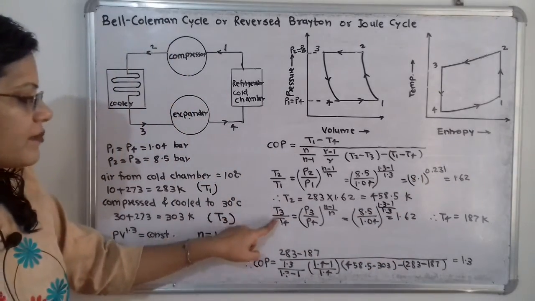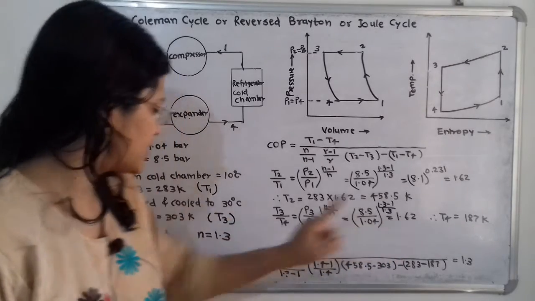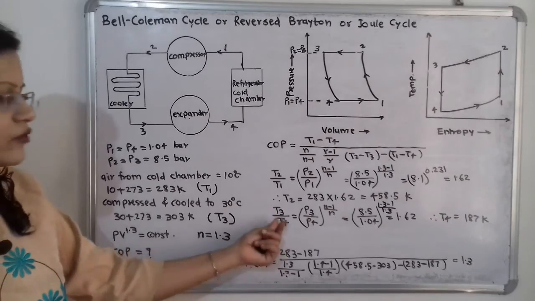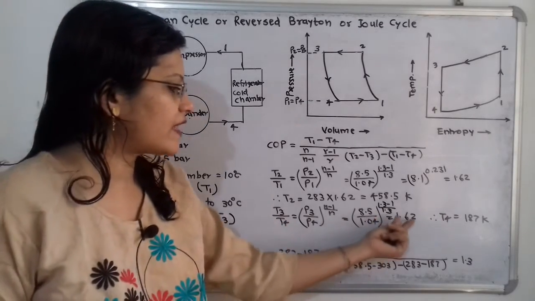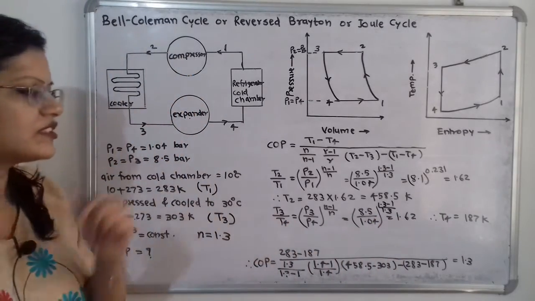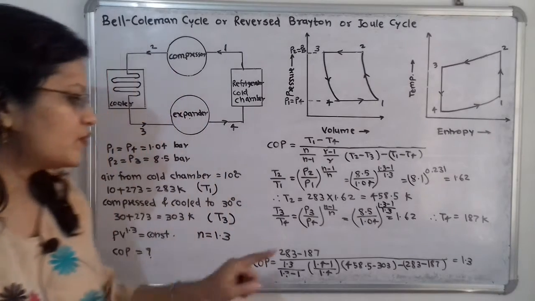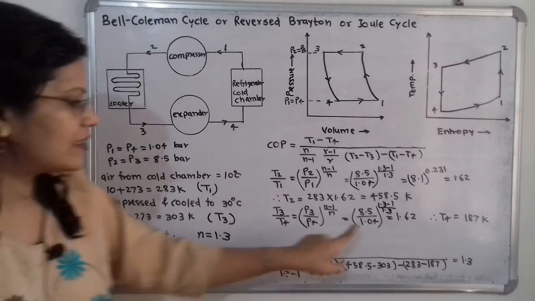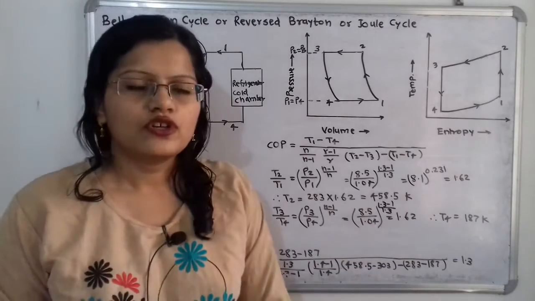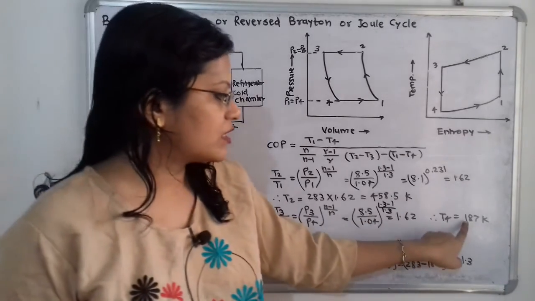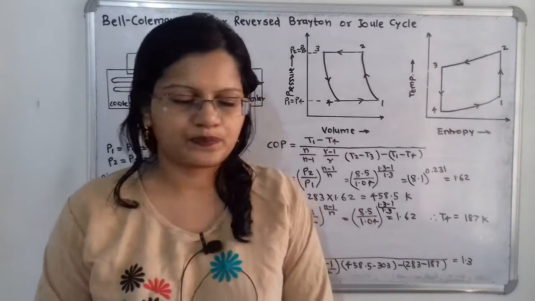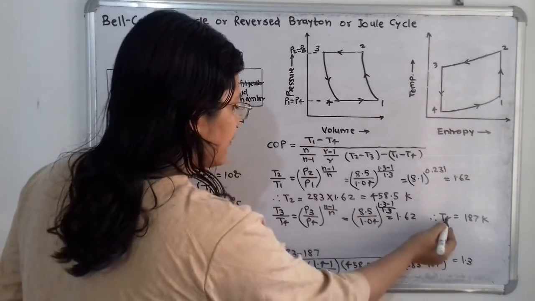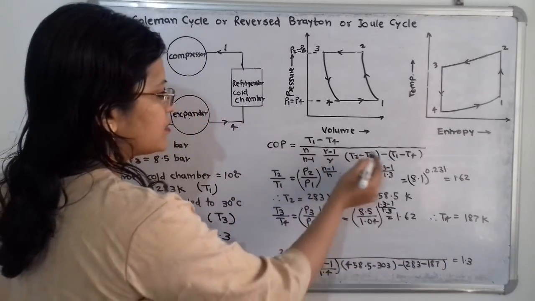So T3 by T4 is equal to 1.62 and T3 is known. So how to calculate T4? We will shift T4 to the right hand side and shift 1.62 to the left hand side. So T4 is equal to 303 Kelvin divided by 1.62. We will get the value of T4, that is 187 Kelvin. In this way we get the temperature T4 as well as the temperature T2.